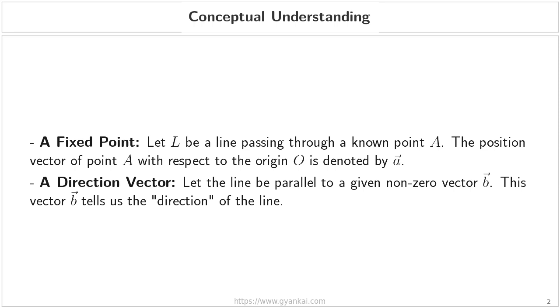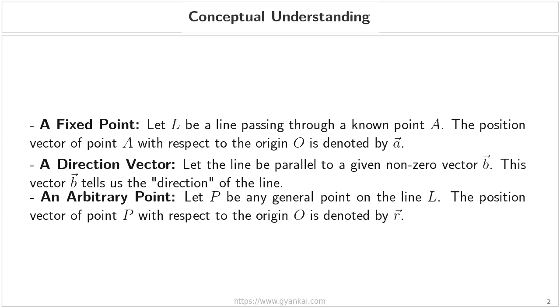As I mentioned in the previous slide, a line in 3D can tilt in many directions, so we need a vector to guide us. We'll use a non-zero vector, which we'll call B with an arrow on top, that is parallel to our line. This vector B essentially acts as our compass. It tells us exactly which way the line is pointing.